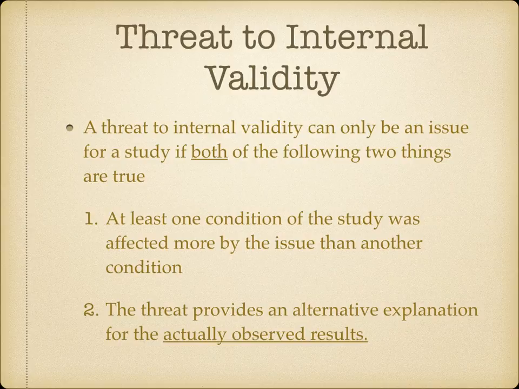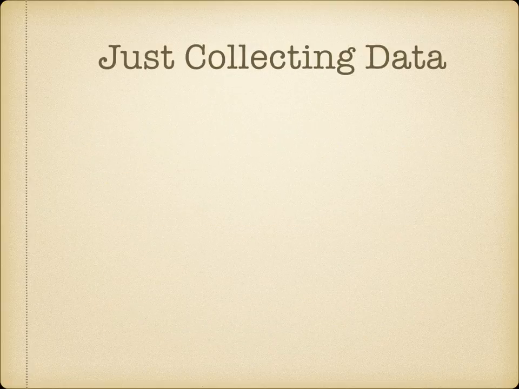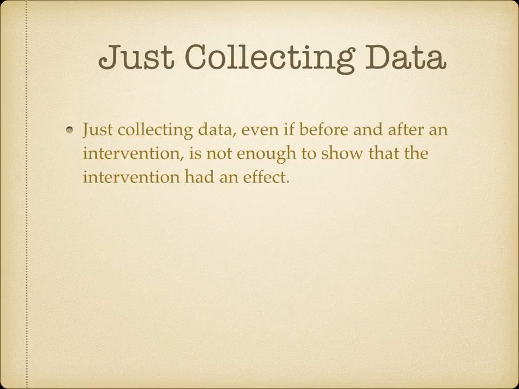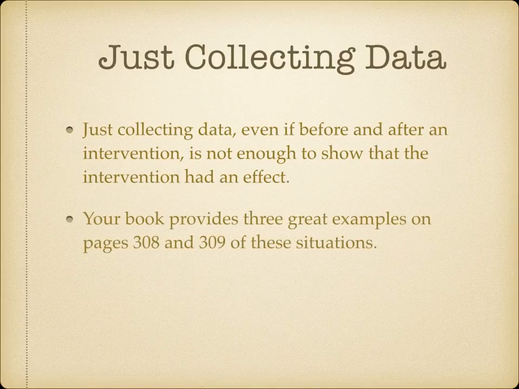And we'll touch on that again later because it will become more apparent when we start talking more about what are the specific threats to internal validity. Now, we could just collect data, and your book gives several great examples of just collecting data on page 308 and 309. Even if we do a before and after intervention collection of data, a pre-test, post-test, one-group design, as your book terms it, that's not enough to show that an intervention has had an effect. You have to go further.